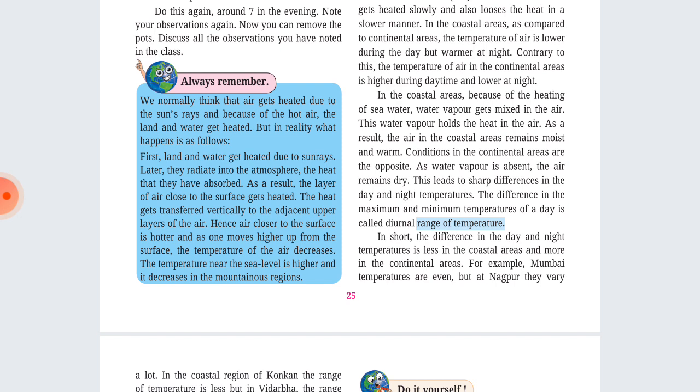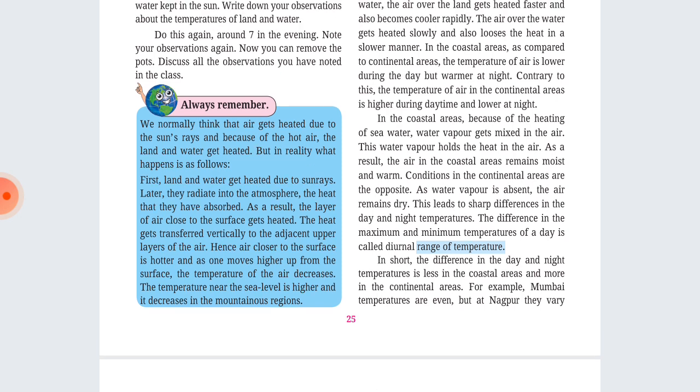So, in the continental area, especially the mountainous region, if you are staying in Srinagar, during the daytime the temperature will be high, and at night time the temperature will be low. But at the same time, in the coastal region, during the daytime, the temperature of the air will be lower, but during the night time, the temperature of the air will become warmer.